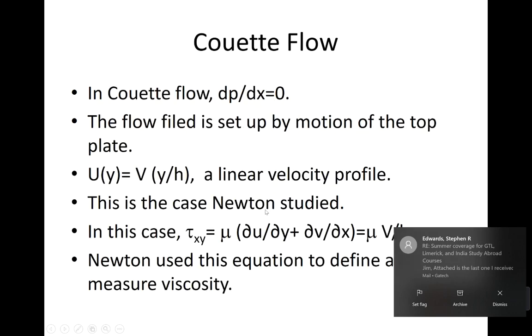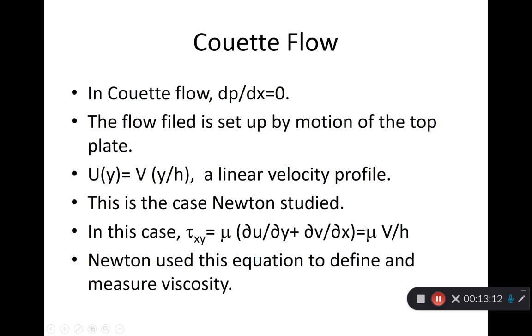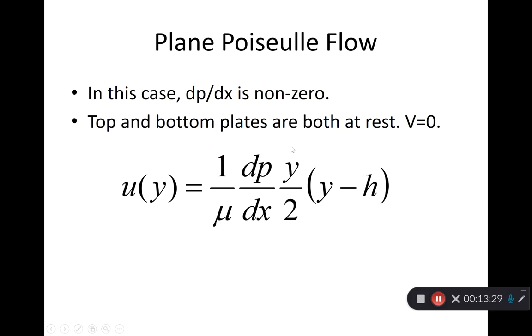Tau xy will become mu times du dy. So if you take du dy, this is gone because there's no pressure gradient. It will be mu times V over h, which is exactly what Newton had found. So we have recovered Newton's stress versus strain rate that he found empirically, by analytically solving the flow between the 2 flat plates where the top plate is moving.